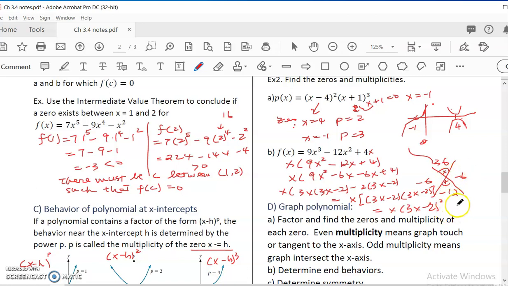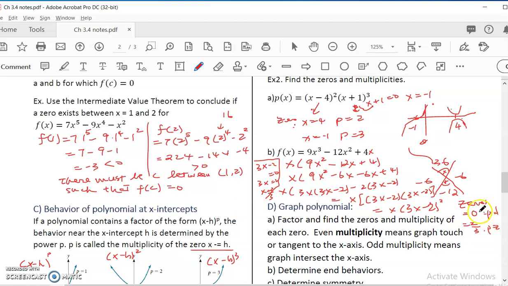So with the multiplicity, we have 2 zeros. I'll run out of space. Zero is equal to 0 because x equals 0. The multiplicity is equal to 1. The other zero is 2 over 3. Why? Because let's do it over here: 3x minus 2 equal to 0, so 3x equal to 2. x is equal to 2 over 3, right? You just solve it. The multiplicity is 2.